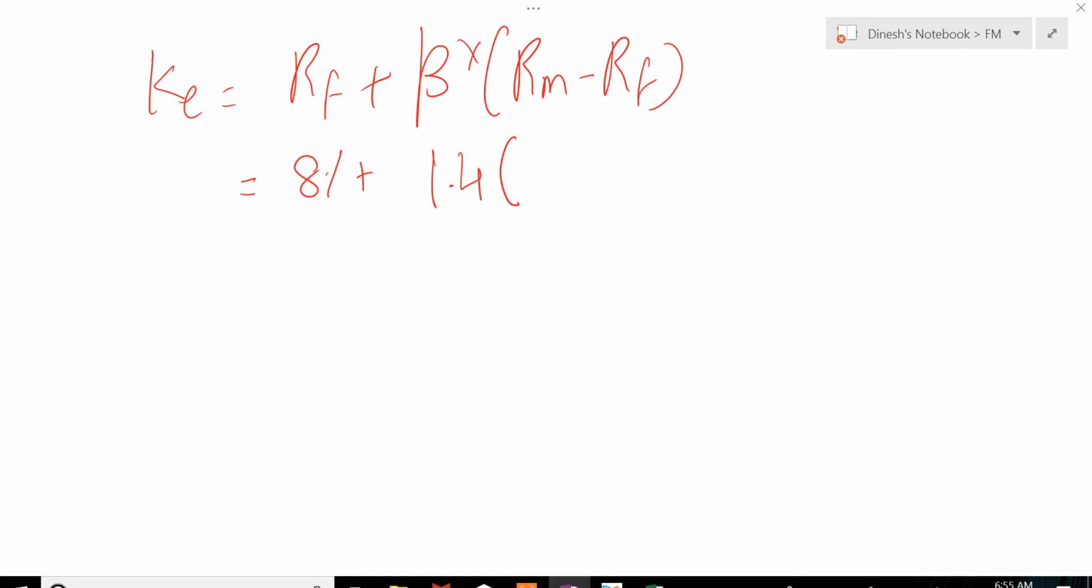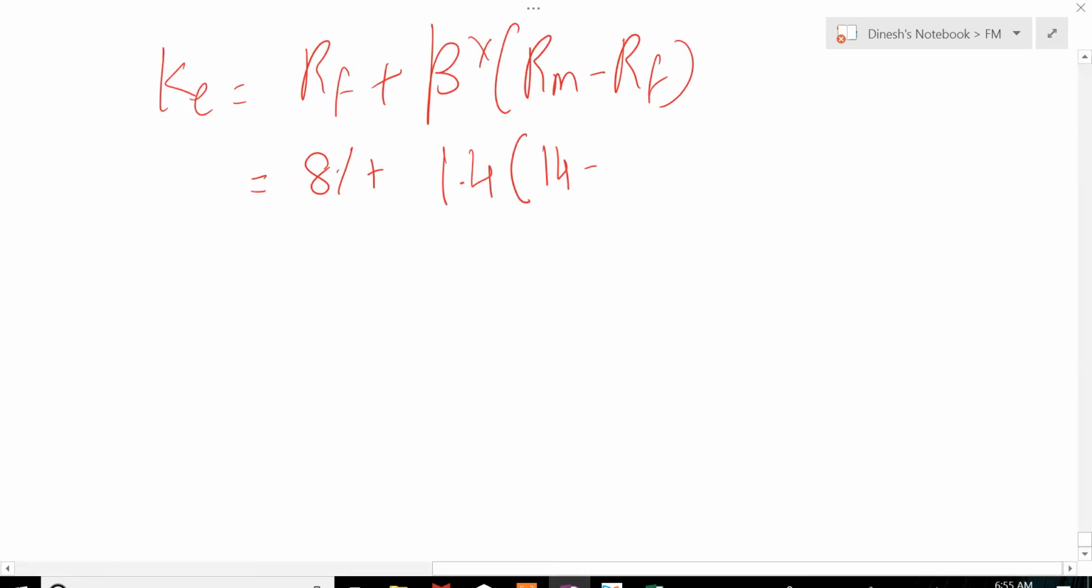So you can understand either market return is 14 or RM minus RF is directly 6, because that is the premium. That is the extra return on the security. So you can either understand it as RM minus RF is equal to 6% or RM is 14 and 14 minus 8 is 6%. Whatever way you want to do it, I am writing it as 14 minus 8. You learn more about CAPM at final level.